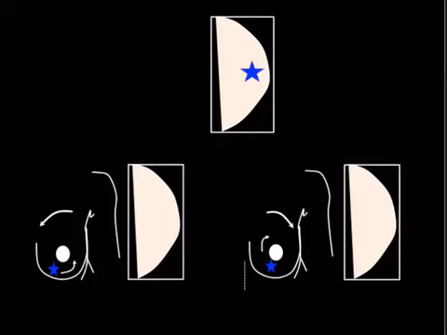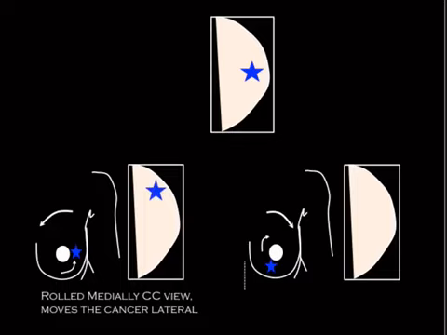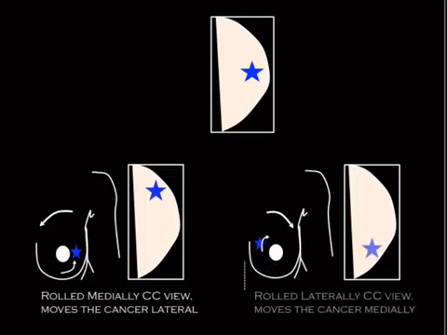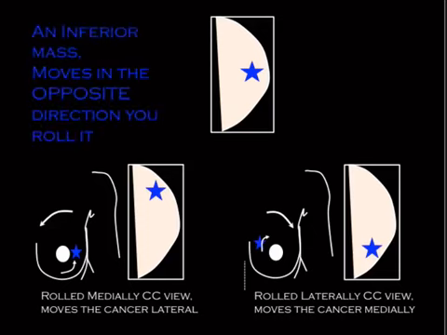The opposite is true in the inferior breast, where if you roll the breast medially, the lesion will move laterally. Or roll it laterally, it'll move medially. It's the opposite. An inferior breast mass will move in the opposite direction that you roll it. A superior breast mass will move in the same direction. So superior for same, SS.